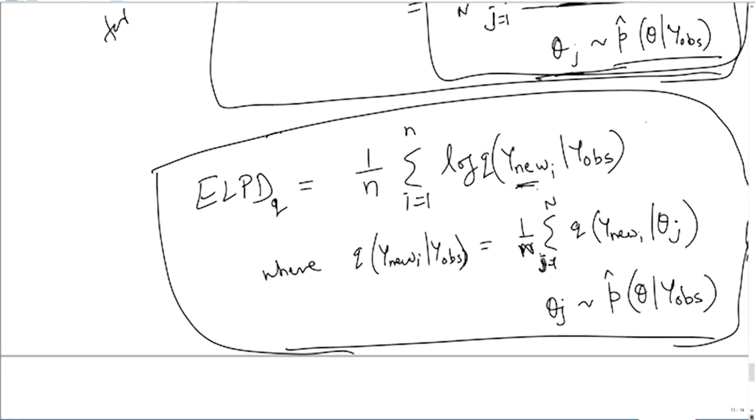So, we are going to use this metric to compute the predictive accuracy of a model compared to some other candidate model, right. All right. So, I will stop here. In the next lecture, we will discuss cross validation, which is a method where we use this ELPD metric to compare competing models, right. All right. I will stop here. Thank you.